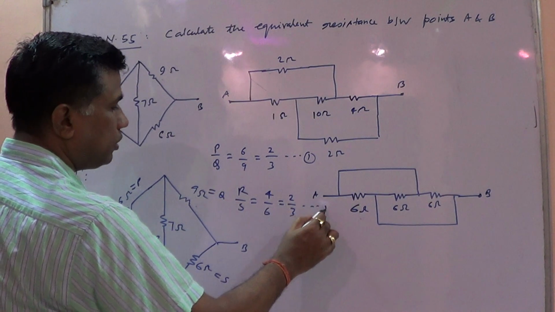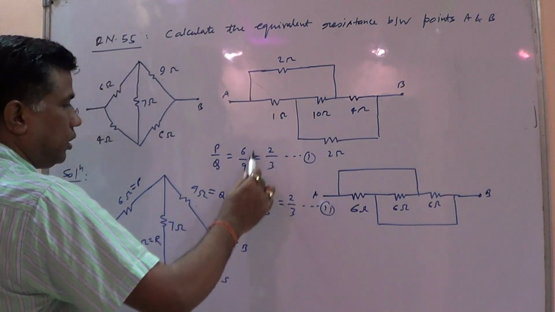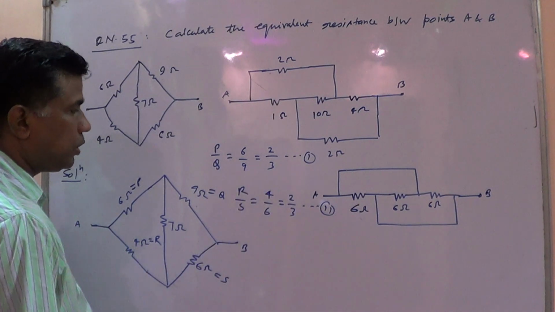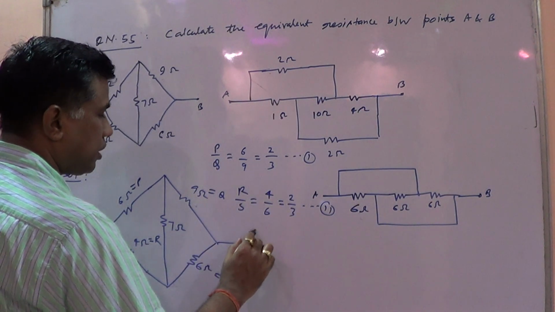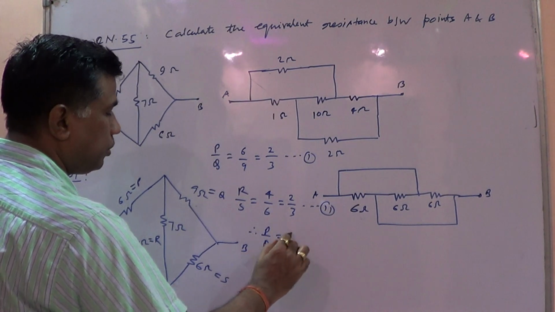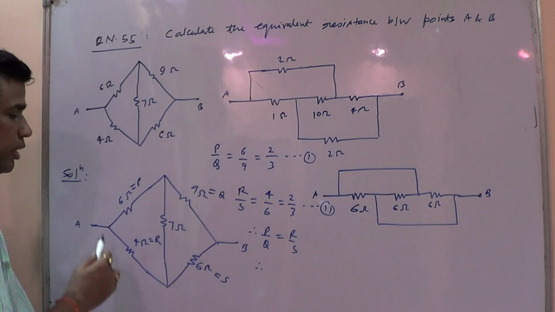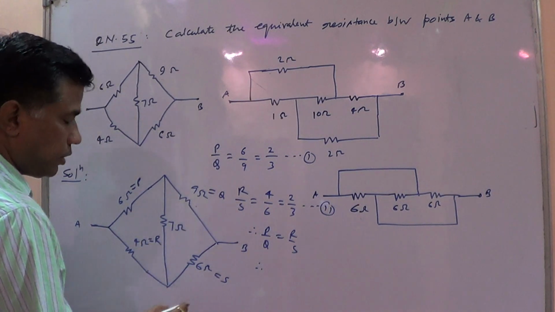So student, this 2 by 3, which is the right hand side of equations 1 and 2, is the same. Therefore we can say P by Q equals R by S. Therefore the given Wheatstone-Bridge is a balanced Wheatstone-Bridge.